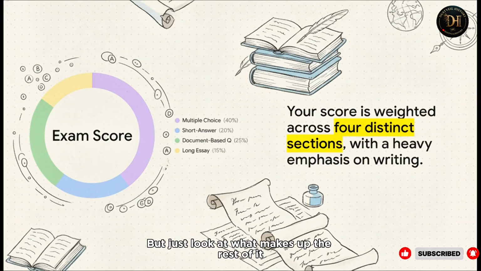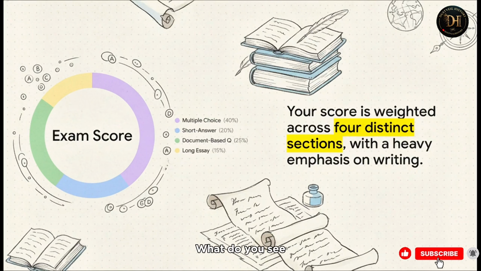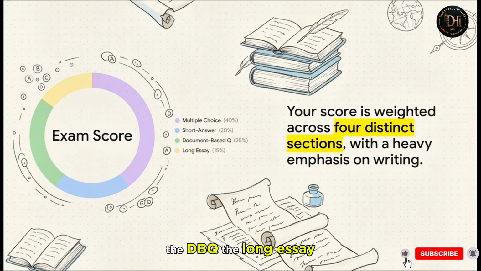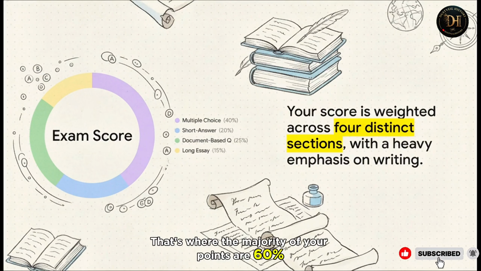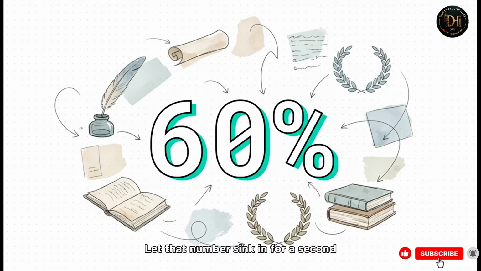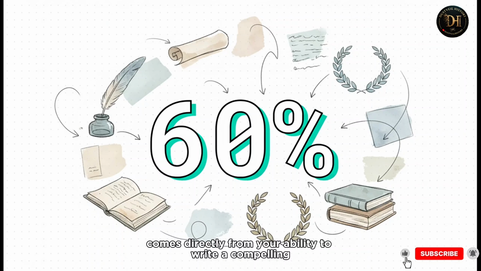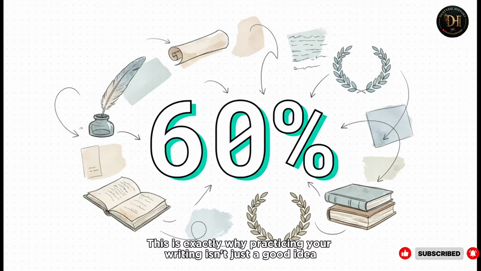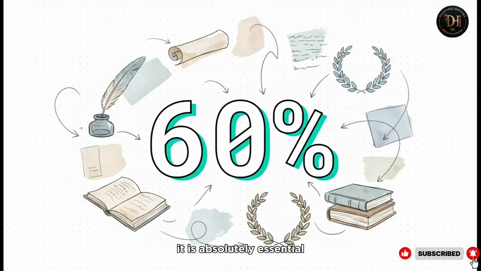But just look at what makes up the rest of it. What do you see? It's all about writing. The short answer, the DBQ, the long essay, that's where the majority of your points are. 60%. Let that number sink in for a second. The majority of your score comes directly from your ability to write a compelling historical argument. This is exactly why practicing your writing isn't just a good idea, it is absolutely essential.